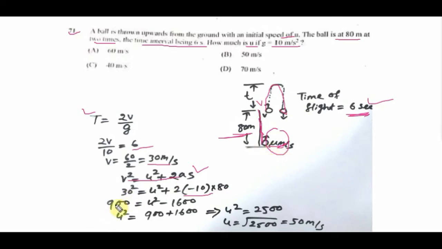Now 30 square equal to 900, that equal to u square minus 2 into 10 into 80, that is 1600. So u square equal to 900 plus 1600, that is u square equal to 2500 and u equal to 50 meter per second. That is option B is the correct answer.